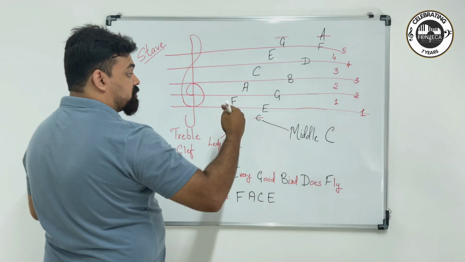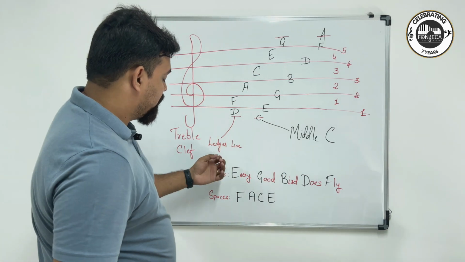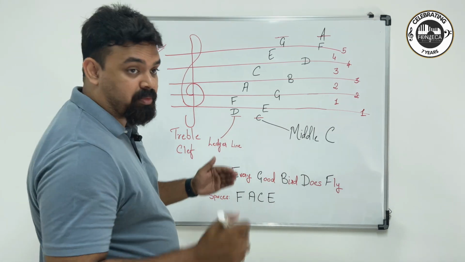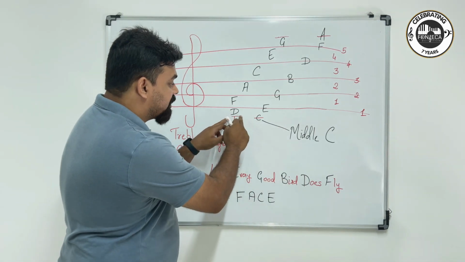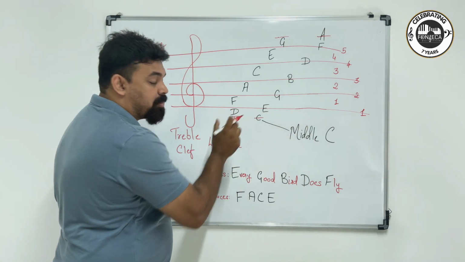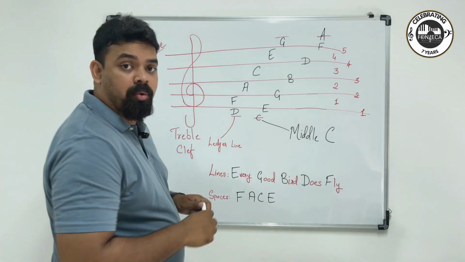After the 5 lines and 4 spaces, if we wanted to write notes above or below them, we found out that we could use ledger lines. Ledger lines are small imaginary lines that we add. They are only this much. We cannot add a long ledger line. That's wrong. We have to add only how much is required, and we can put our notes on them.